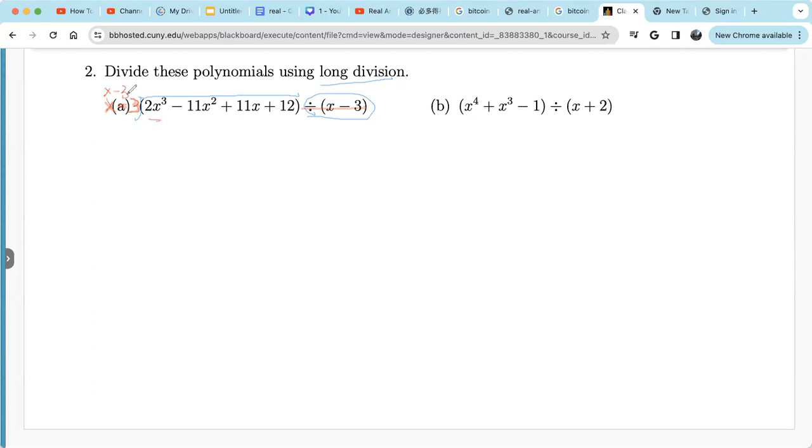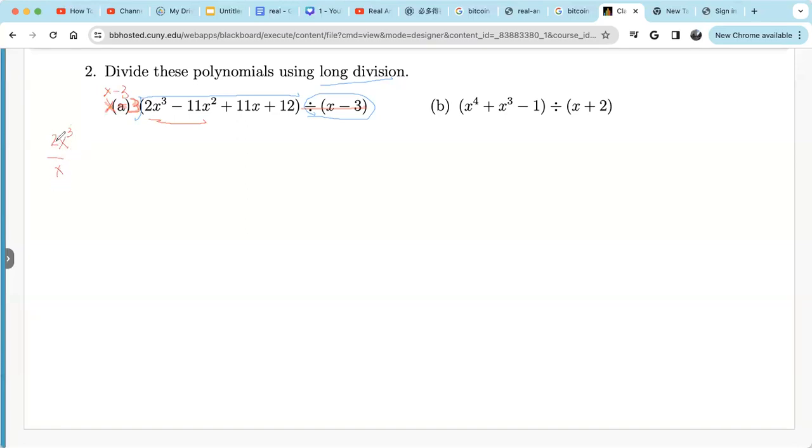So the step is, we have a binomial here, the divisor is a binomial. So we're going to take the binomial from here and consider these two. What we do is we use 2x cubed. We take the leading term and divide by the x. For the inside two terms, 2x cubed is the leading term. For the outside, x minus 3, x is the leading term. So we divide those two leading terms.